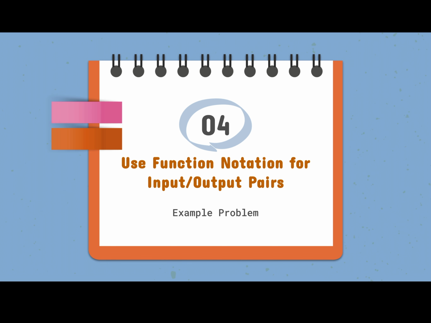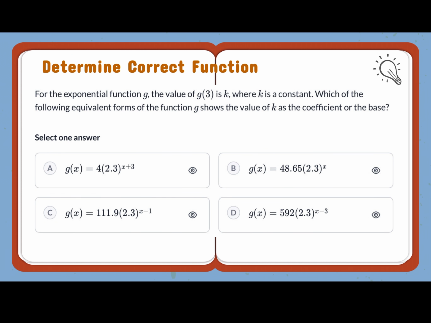Okay, use function notation for input and output pairs. We have determined the correct function, and we have this exponential function here. We have g of 3, k is a constant, so we have to figure out the value of k as a coefficient or the base. So essentially, you have to plug in 3 to each function here and just put it in the calculator.